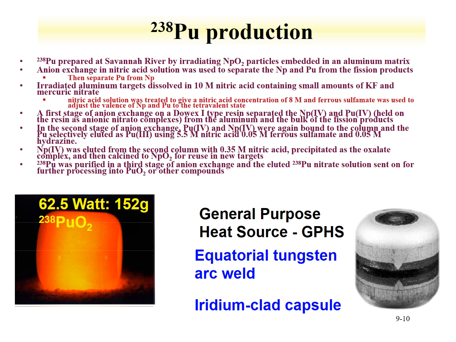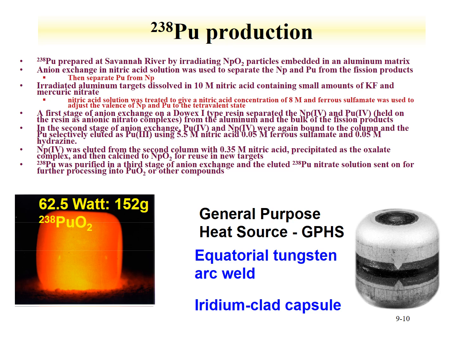treated. The first route for the separation was on a Dowex type 1 resin to separate the neptunium-4 and plutonium-4 from the aluminum and the bulk of the fission products. In the second stage of ion exchange, the plutonium-4 and neptunium-4 were again bound to the column, and plutonium was selectively eluted as the trivalent state using ferrous sulfamate as a reducing agent and hydrazine as a holding agent. Then the neptunium-4 could be eluted from the column, precipitated as the oxalate, and then reused as targets.